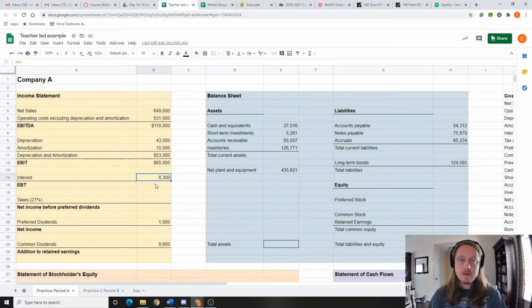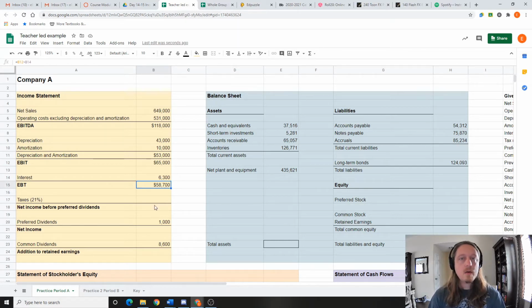Here's my interest. I'm paying on those loans, so I'm paying interest as well. So we've got to take that out. So let's take EBT, which equals 65,000 minus the 6,300. And so my EBT, earnings before taxes, is 58,700.